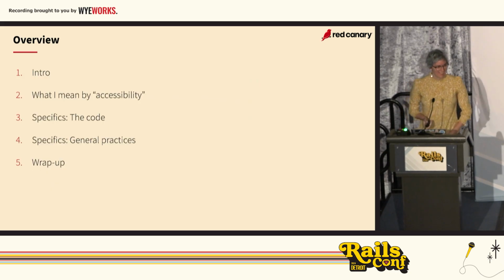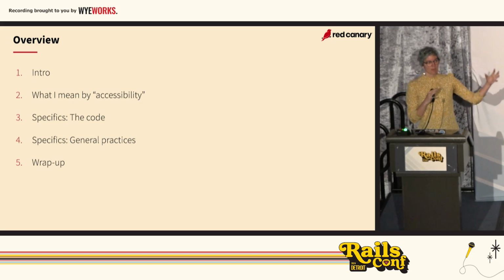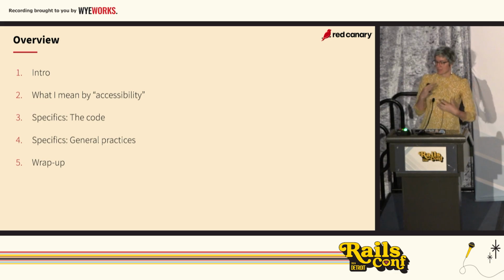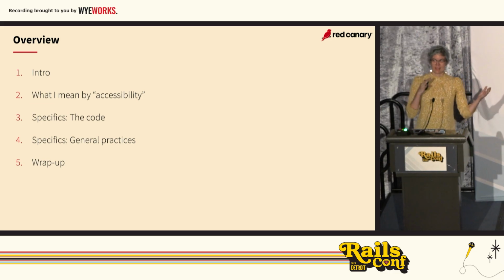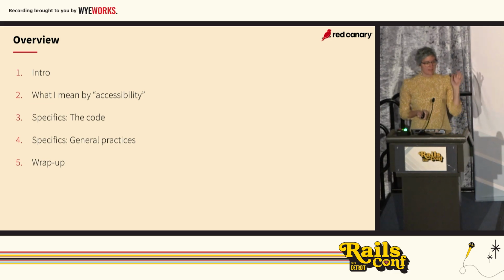All right, so what are we going to talk about today? First, we're going to have a little bit of an introduction, talk about what we mean by the word accessibility, because I think that's one of those words that can mean a lot of different things. And then we're going to get specific. How do we approach this when we're looking at our code, and how do we approach this looking at some of our general practices?